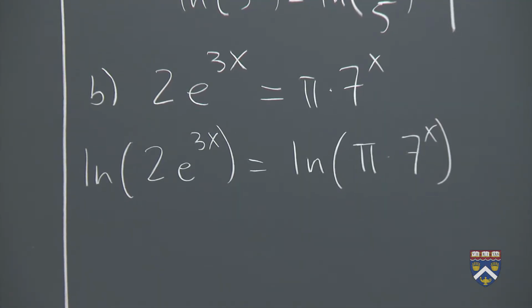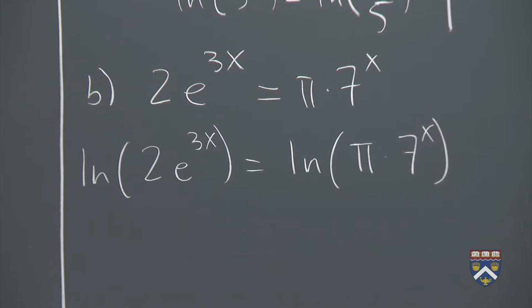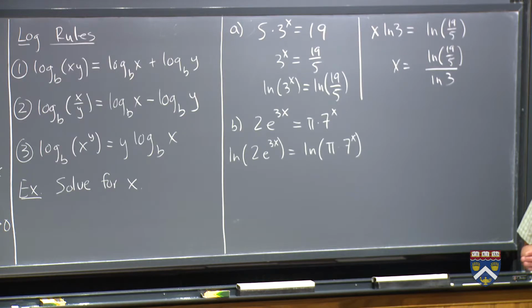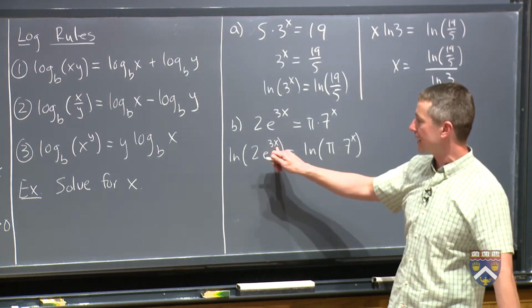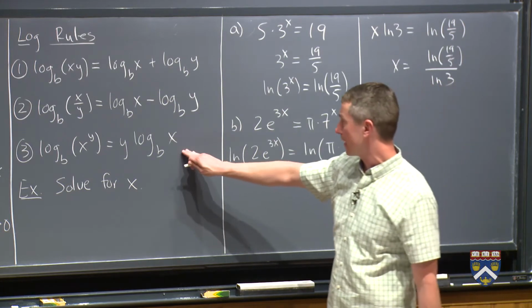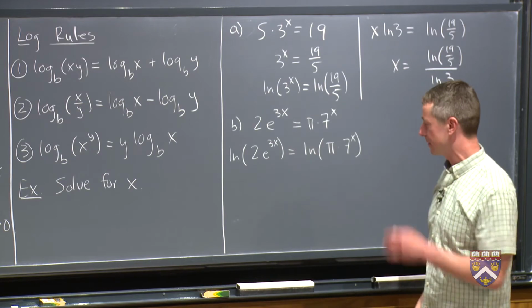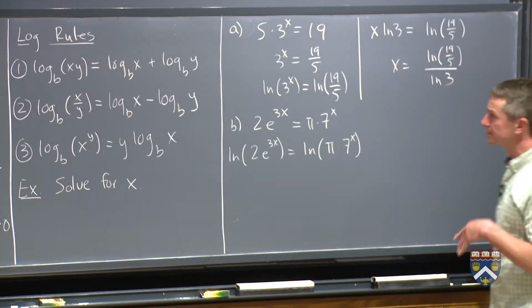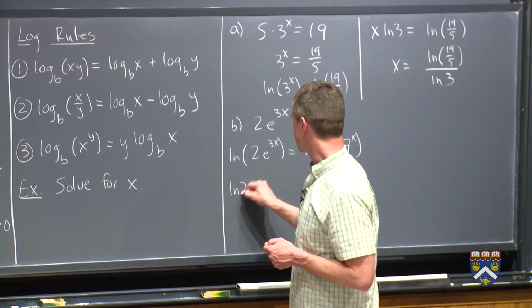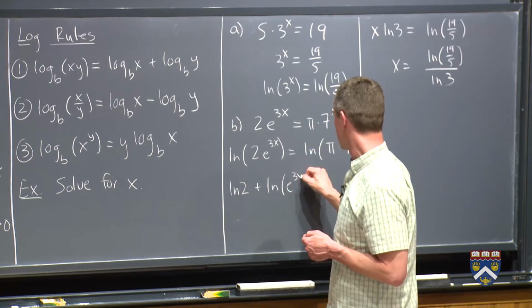And now what rule are we going to have to use next of our 3 log rules? Rule 1 or rule 3? You might be tempted to bring this 3x all the way out front, but we can't do that by rule 3 yet, because I still have a product here of 2 times e to the 3x. So really, first, we've got to use rule number 1. So we'll get ln of 2 plus ln of e to the 3x.